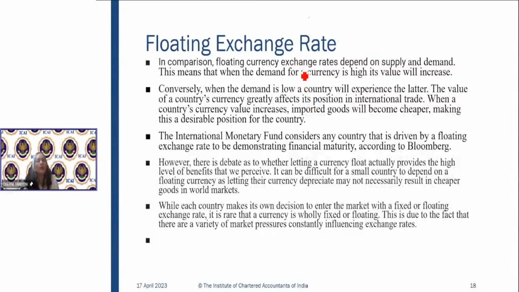US is also following. Great Britain is also following floating exchange rate. It depends on supply and demand. Okay, if the demand for currency is high, what will happen? If people in India demand more USD, if you demand more USD, what is going to happen? It's a simple concept.